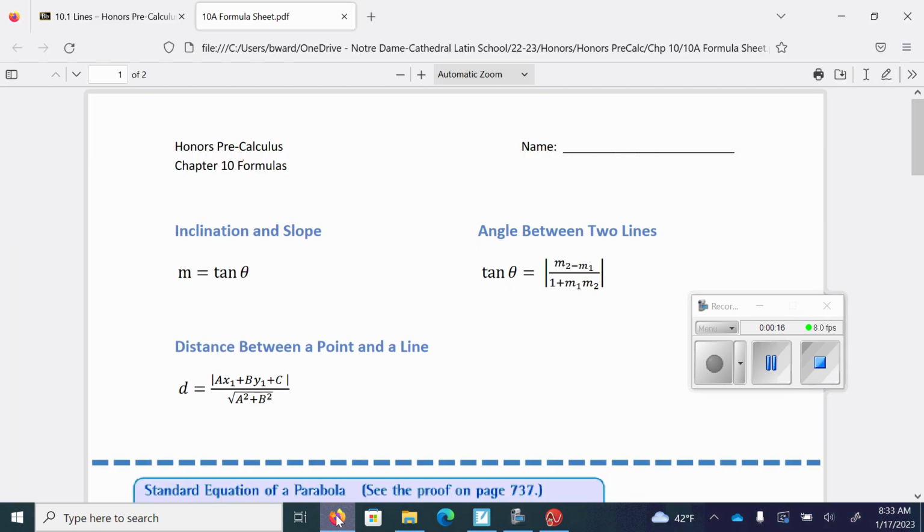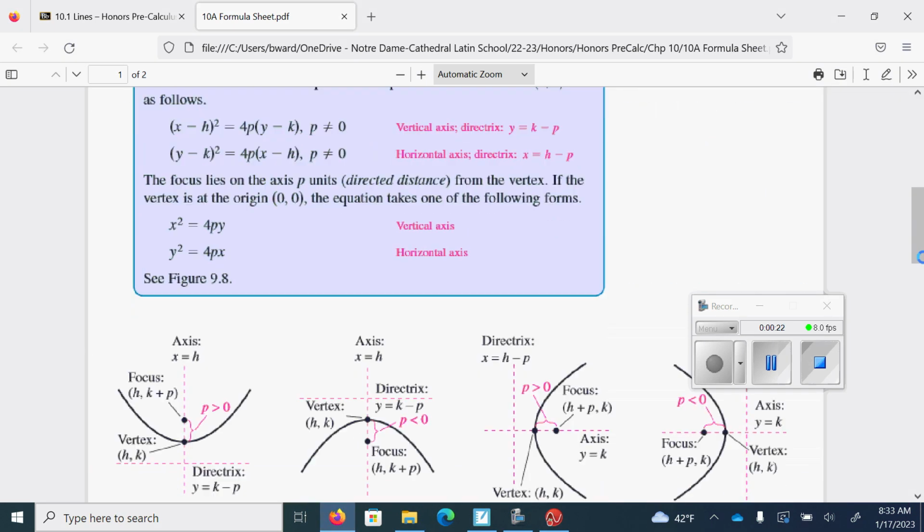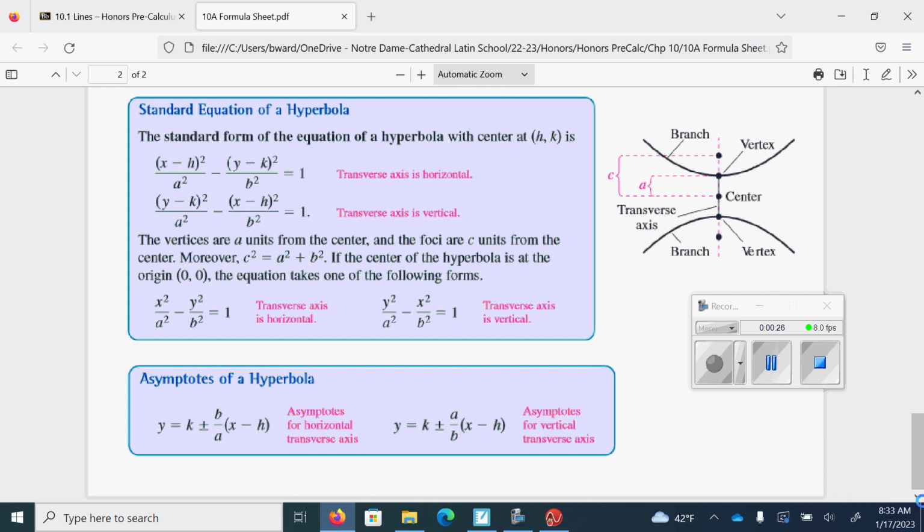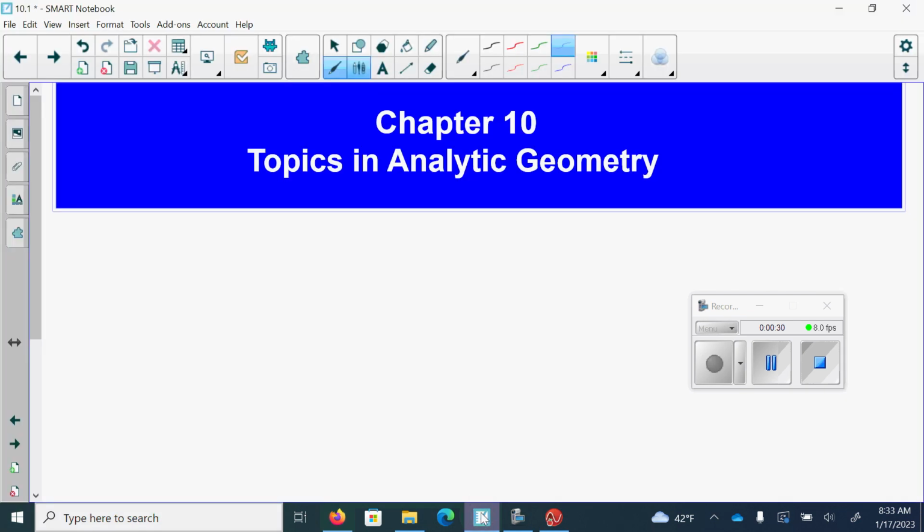So you will have a formula sheet for this, and the formula sheet's on Blackboard. You'll also be given one in class. This formula sheet is the one that you can use for everything from 10.1 through 10.4. We'll get a different formula sheet with 10.5. So you're not expected to memorize any of these formulas.